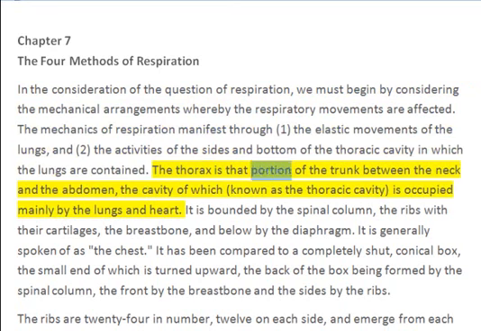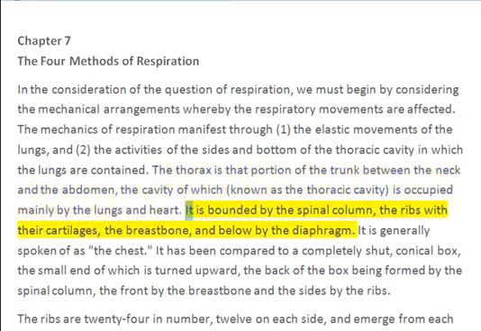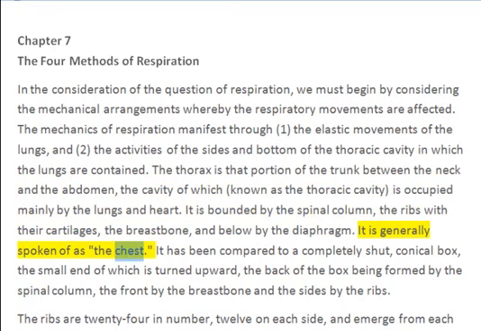The thorax is that portion of the trunk between the neck and the abdomen, the cavity of which, known as the thoracic cavity, is occupied mainly by the lungs and heart. It is bounded by the spinal column, the ribs with their cartilages, the breastbone, and below by the diaphragm. It is generally spoken of as the chest.